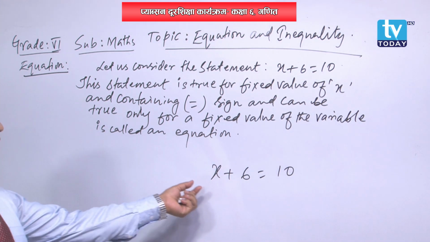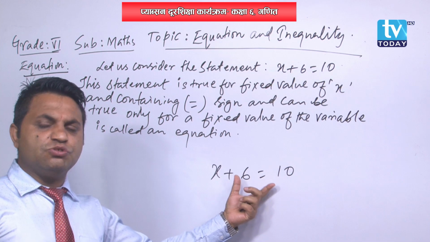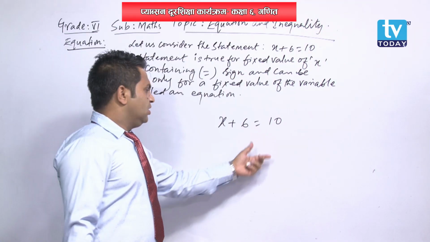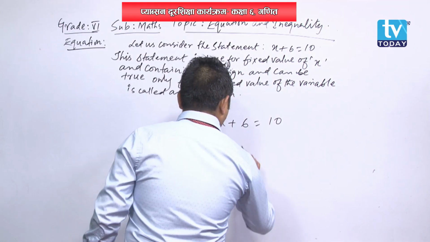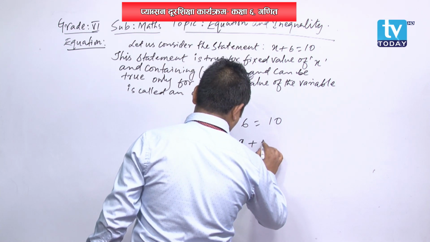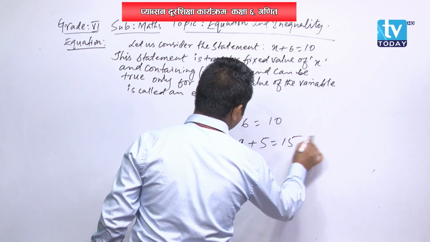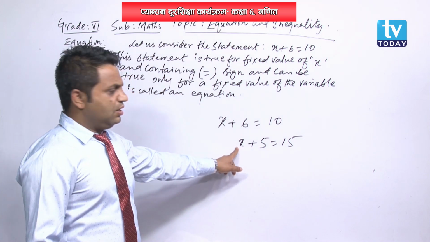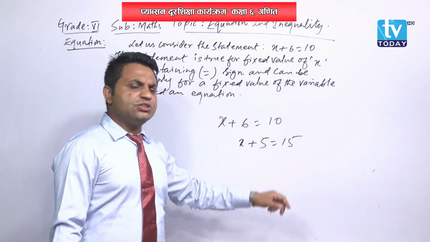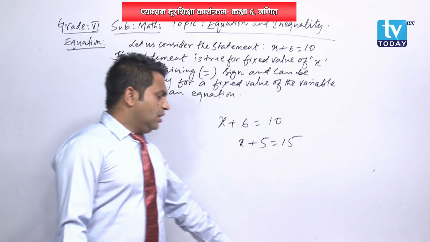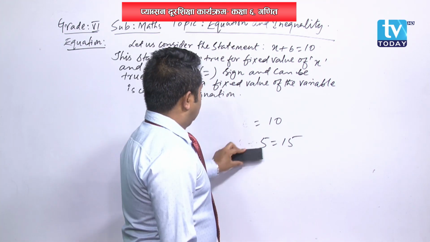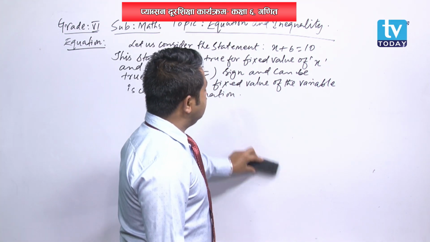For a fixed value of x, this equation will be true. Alright. And x plus 5 equals 15. This is also an equation. There is a variable and there is an equals to symbol. So, this is also an equation. Is that clear? Now, we will discuss this definition in detail.